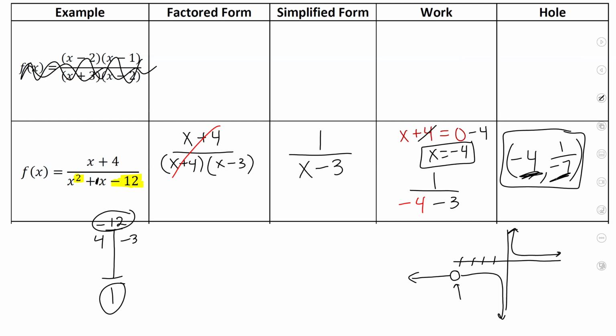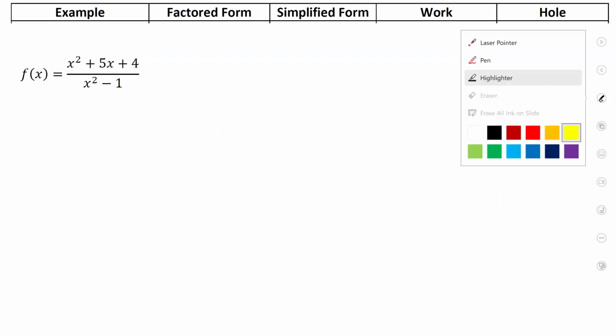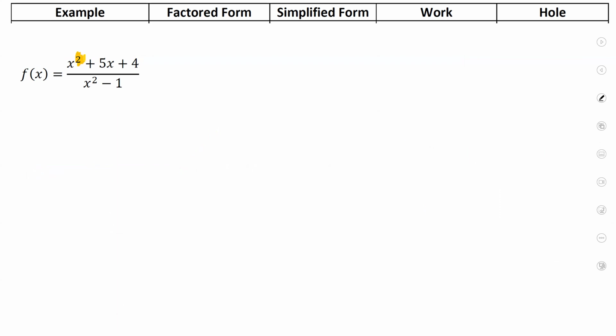Let's do another example. Let's do this one. We're going to factor the top and the bottom, each part. Because this has a squared and a number, I'm going to use an X chart for both. Let's talk about the numerator first. I need two numbers that multiply to 4 but combine to give me 5. Yep, 1 times 4 is 4, 1 plus 4 is 5.